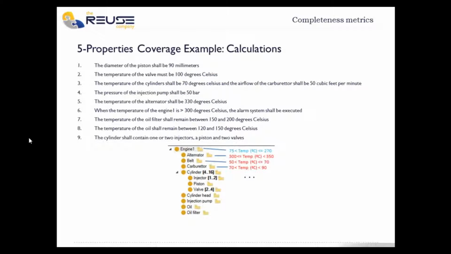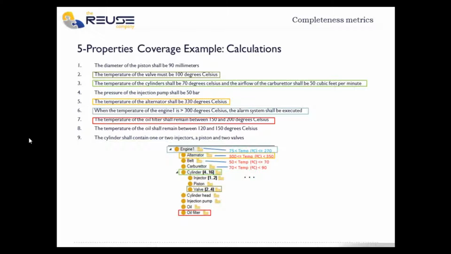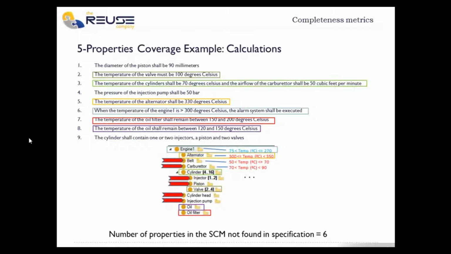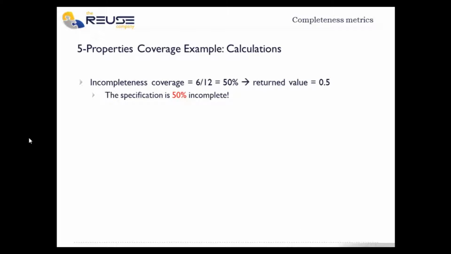The matching process will extract properties from the requirements, performing the coverage checking between the specification and the properties to evaluate. It only covers 6 out of the 12 properties, so there are another 6 properties not covering the requirements. In a nutshell, this specification is 50% incomplete for the property selected in the system conceptual model.